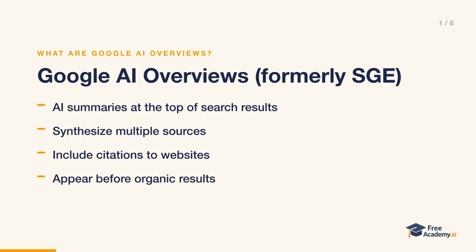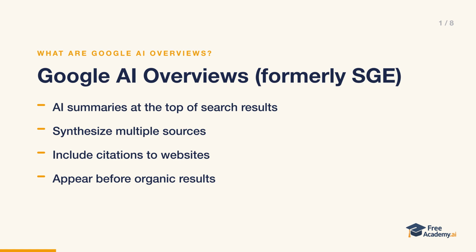Google AI Overviews, which used to be called the Search Generative Experience, or SGE, put AI directly inside Google search results. For certain queries, an AI-generated summary appears at the very top of the page before any traditional organic results. These overviews synthesize information from multiple sources at once, give the user a direct answer to their question, and include citations that link back to the websites the answer came from.